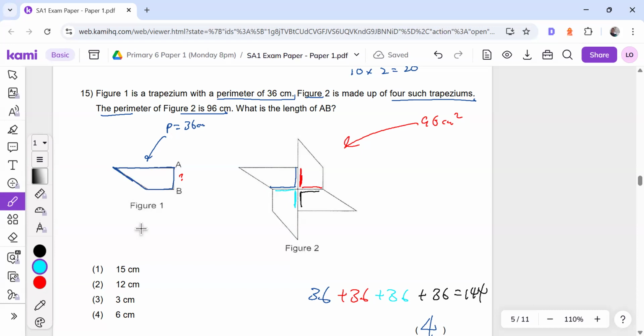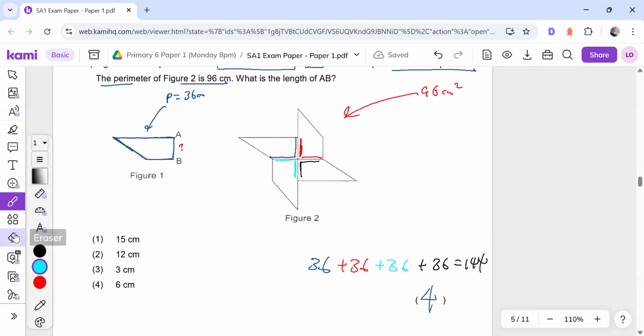So you minus away the perimeter of figure 2 and you will get all the straight lines that you see, right? So how long are all the straight lines that you see? You take 144 minus the perimeter of figure 2 that I removed already. 144 minus 96, I get 48. What is 48? 48 is all the eight lines that you see, added up all together.